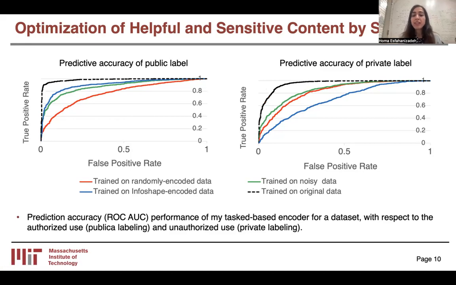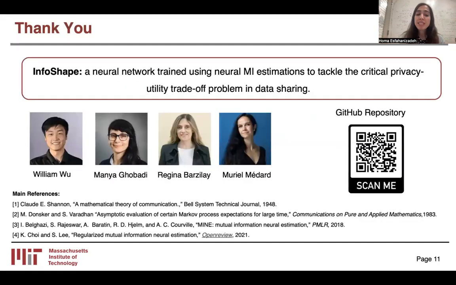These figures show that an adversary who has access to some related public data and also the InfoShape encoder cannot infer sensitive information from InfoShape encoded data of other organizations. As a summary, we presented InfoShape, a task-specific, lightweight, lossy encoder that allows data owners to share their data for a specific task while it is less helpful for other sensitive tasks.